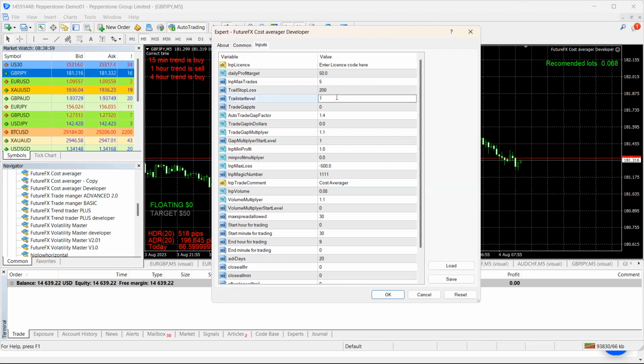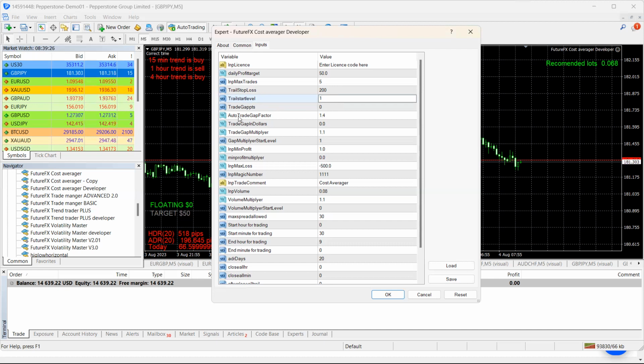You can set that at 1. So it will start on the first trade. So then it's going to be working on all the trades. Trade gap in points. If you want to manually set the distance between your trades, type that in there as a point value. So if you wanted the trades to start at 20 pips apart, you would type in 200.